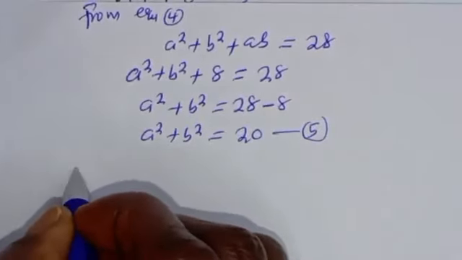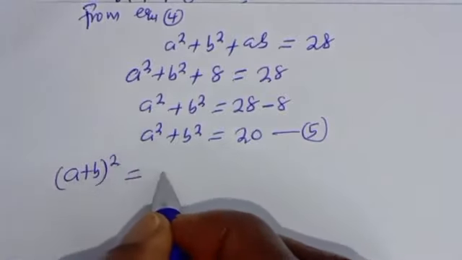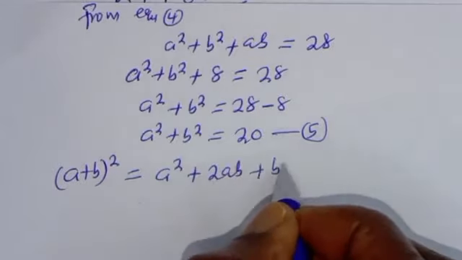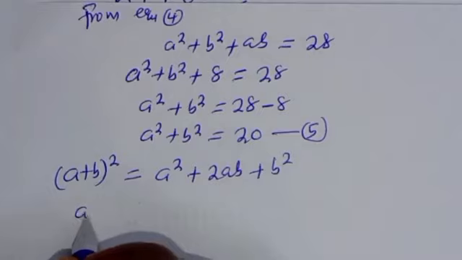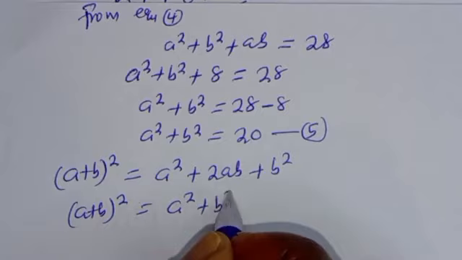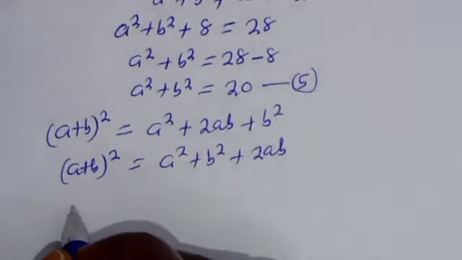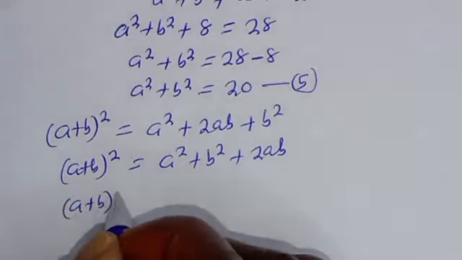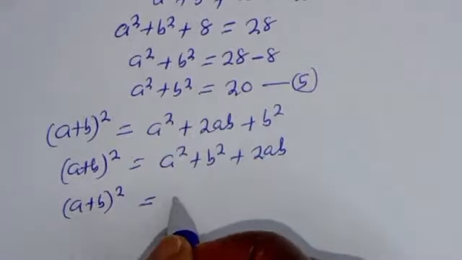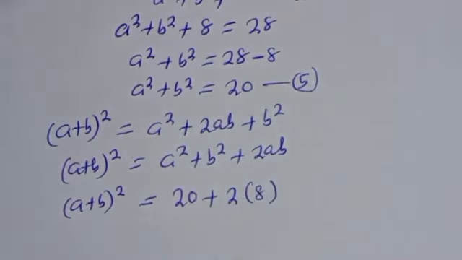Note that a plus b all square is equal to a square plus 2ab plus b square. Then a plus b all square is equal to a square plus b square plus 2ab. Now we have a plus b all square is equal to a square plus b square, that is 20, plus 2 bracket ab, which is what? 8.